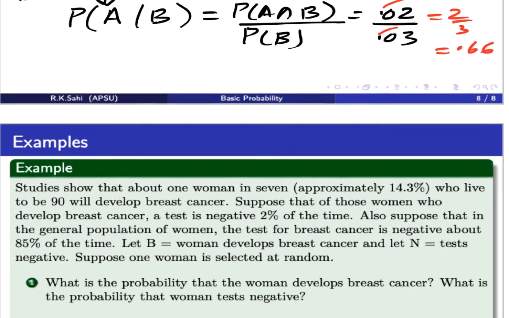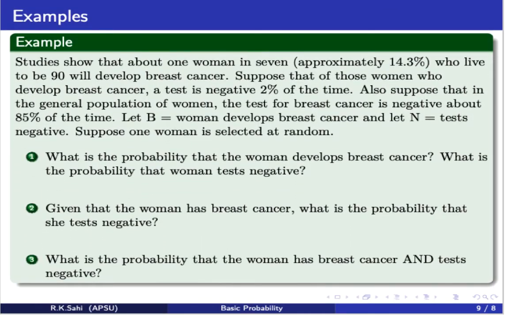Okay, the last example here. Let's read this one. It says, studies show that about 1 woman in 7, that's approximately 14.3%, who live to be 90, will develop breast cancer. Suppose that of those women who develop the breast cancer, a test is negative 2% of the time. Also suppose that in the general population of women, the test for breast cancer is negative about 85% of the time.